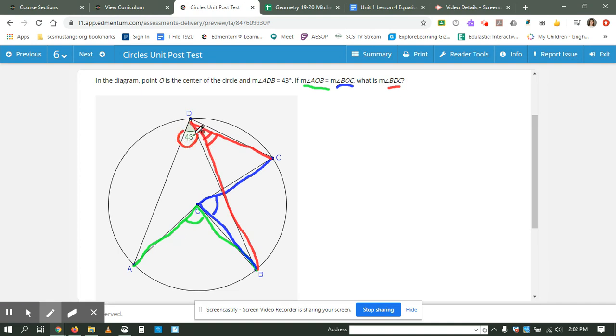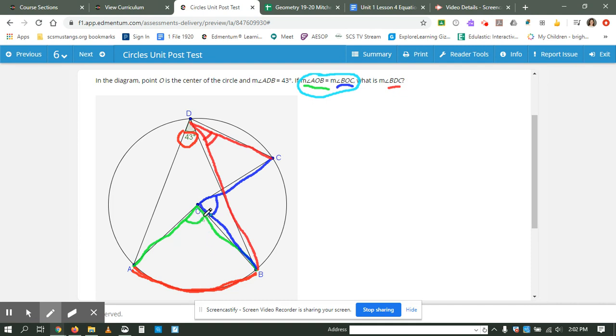So remember, we've got this 43 for this angle right here. It's going to be related to this arc right here. It's going to intercept that arc. So how is this angle related to this arc? And then the other piece of information that they give us is right here. This is like our bridge between going from there to there. Well, I know this angle is related to that arc.